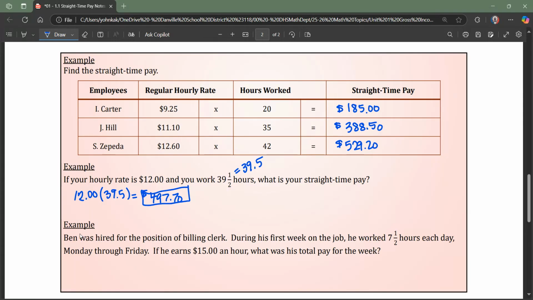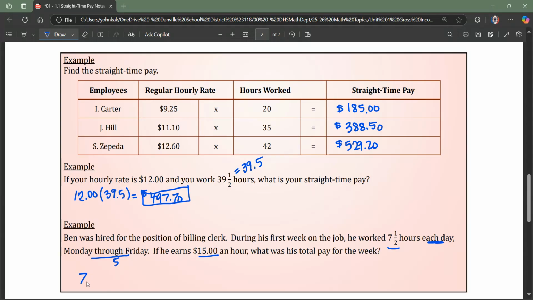All right, next example. Ben was hired for the position of billing clerk. During his first week on the job, he worked 7.5 hours each day, Monday through Friday. If he earns $15 an hour, what was his total pay for the week? Well, if he worked 7.5 hours each day, Monday through Friday, that's 5 days. So I need to multiply 7.5 hours times 5 days a week.